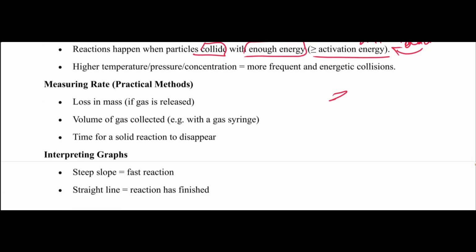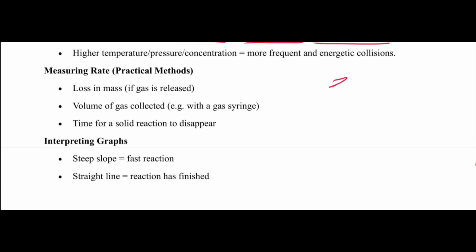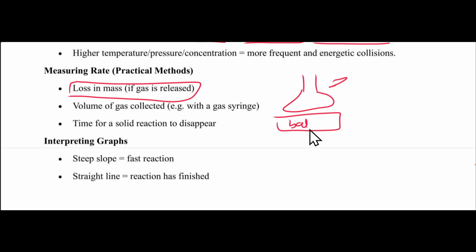Another thing is measuring the rate, the practical methods: how we can measure the rate of the reaction. Mostly in the exam, when they give you a question, they will be asking about the loss in mass. Loss in mass is only possible when you are doing a reaction in which a gas is formed as a product. For example, if they want to measure the loss in mass on a balance scale, how will they know?